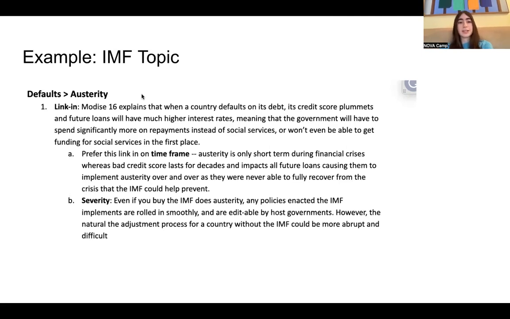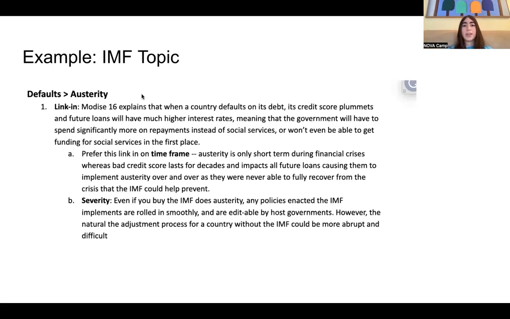So the link in is Mosey 16, which explains that when a country defaults on debt, its credit score plummets and future loans will have much higher interest rates, meaning that the government will have to spend significantly more on repayments instead of social services, or won't be able to get funding for social services in the first place. What this means is that if the AF impact were to happen and countries were to default on their debt without the IMF, then their credit score would drop and they'd never be able to fund future social programs, because when you default on your debt, you become so untrustworthy to international investors that you need to raise your interest rates so high that you basically just run out of money. And what these governments have to do is pay so much in interest that they can't pay for social services. So that's what the link is.